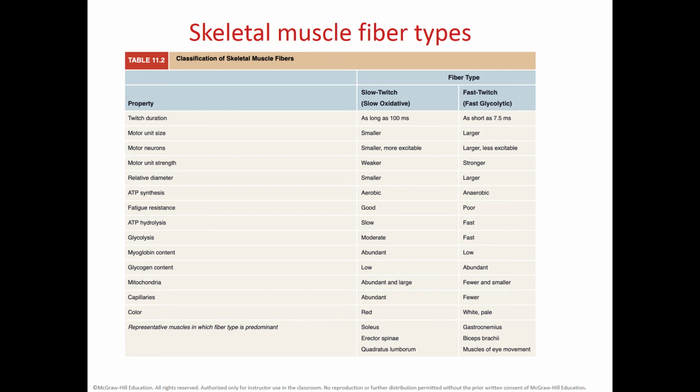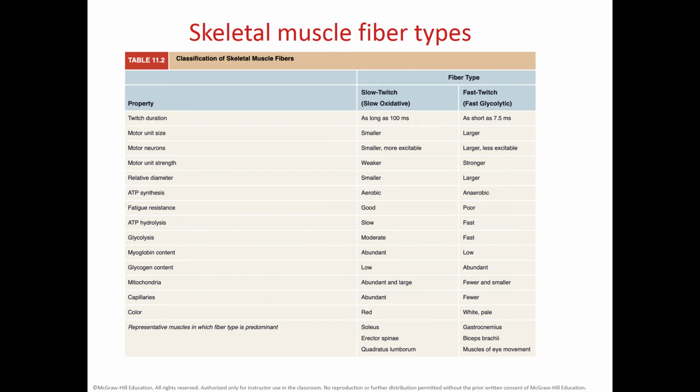The motor unit size is smaller in slow twitch versus fast twitch, and the motor neurons in the slow twitch are smaller, more excitable, and they're larger, less excitable in the fast twitch. In terms of contraction, how strong they are: in slow twitch, the contractions are weaker, while in fast twitch they are stronger.